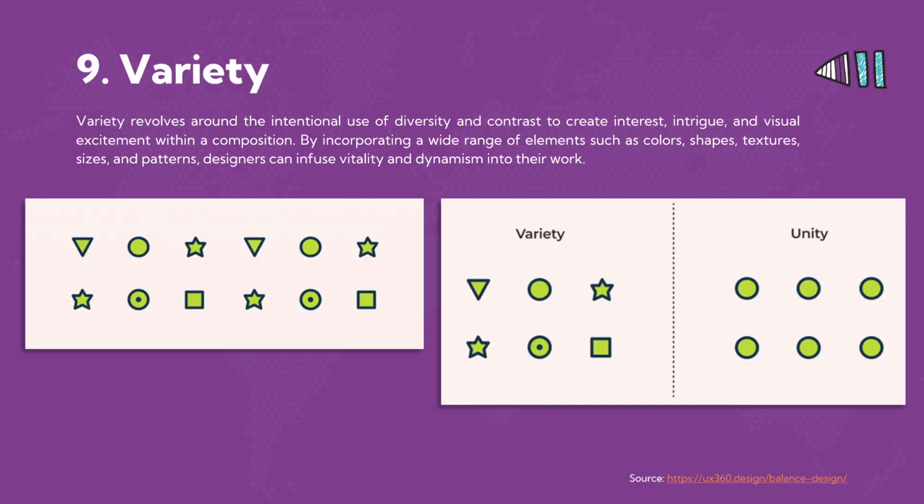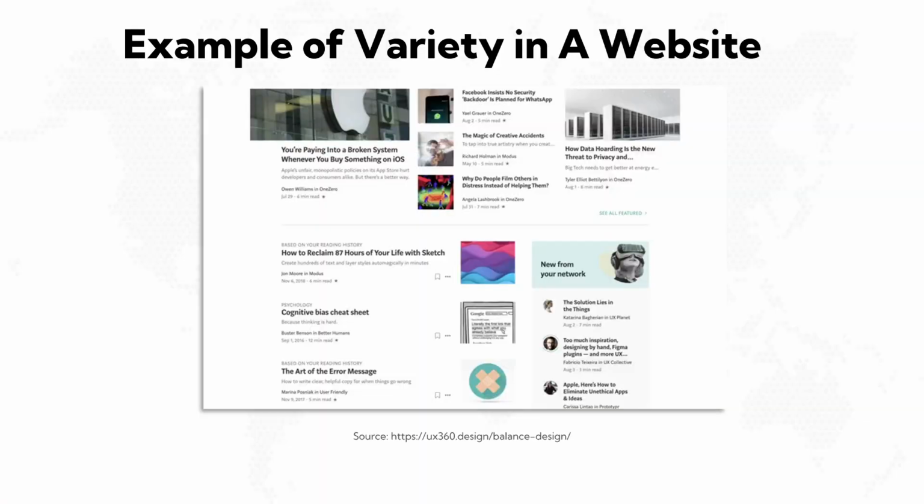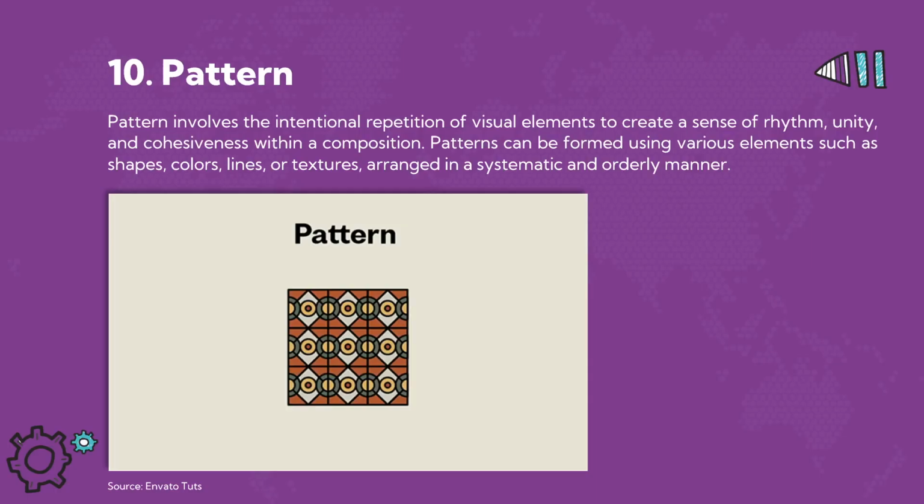Variety revolves around the intentional use of diversity and contrast to create interest, intrigue, and visual excitement within a composition. So you can see we have different designs there. I'm thinking of assorted biscuits. So these are an example of variety in our websites. We have different blog post designs, as you can see.